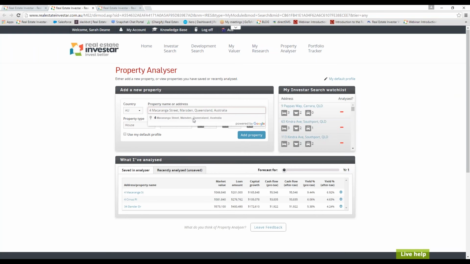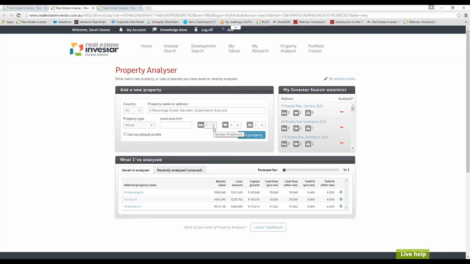In this example, we're going to assume we bought the property at 4 Makaranga Street, Marsden for $500,000 and subdivided the back block into 2 individual long lots. Once we spoke to council, we were able to confirm that we could fit 2 lots on the back, so that was an added bonus. The purchase and subdivision costs were $140,000. So all up, our total cost was $640,000.